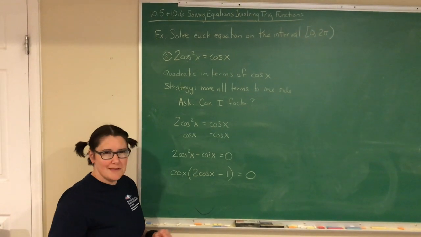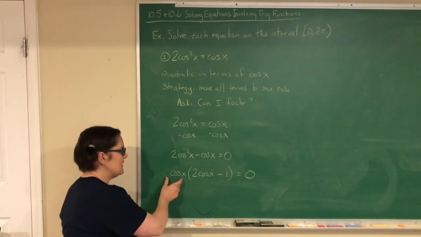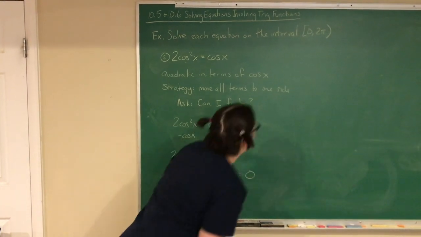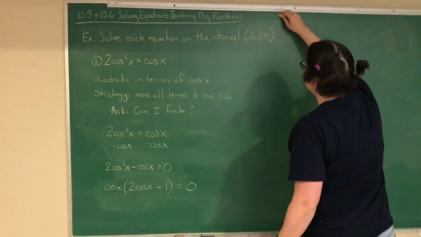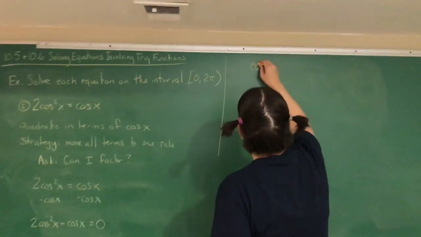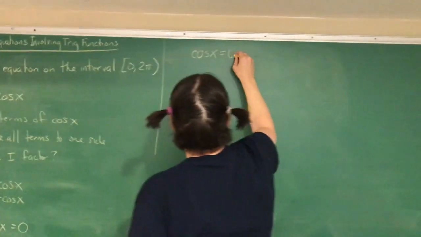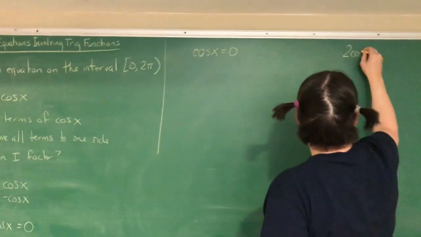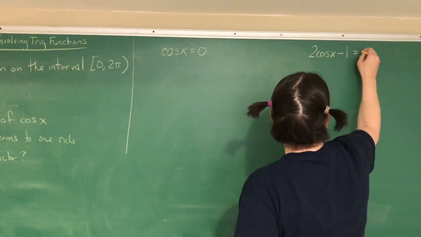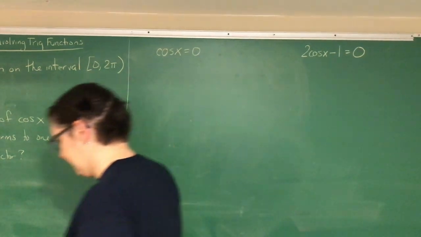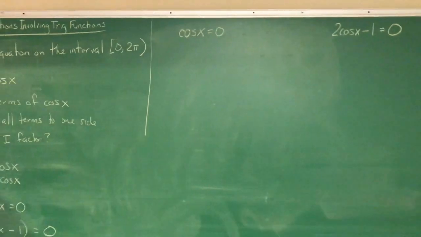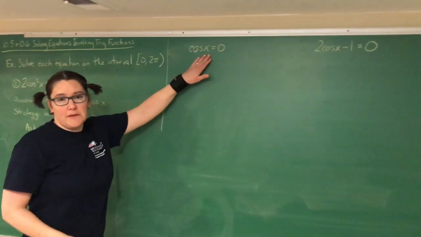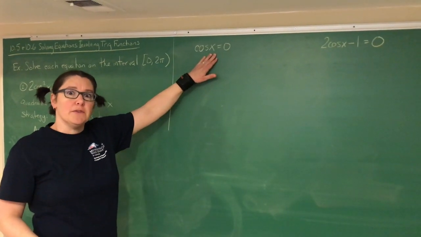So like we did with the algebra at the beginning, I can set the first term equal to 0 and the second piece equal to 0. So we have cosine of x is equal to 0, and we have 2 cosine of x minus 1 is equal to 0. All right, let's deal with this cosine of x equals 0 piece first.